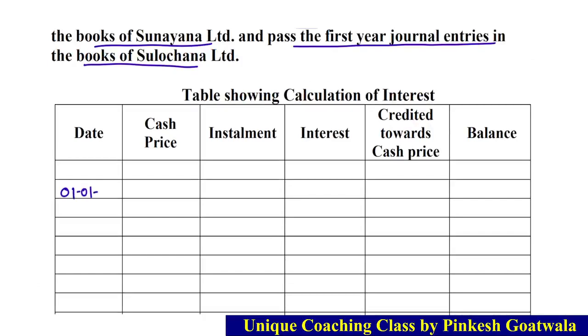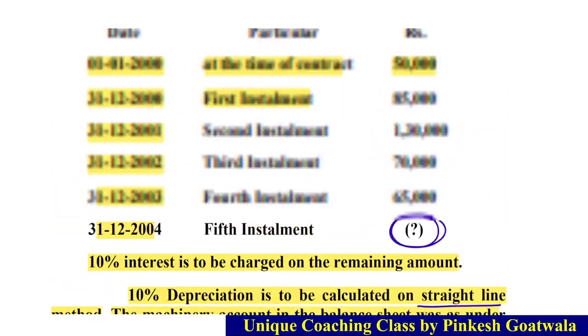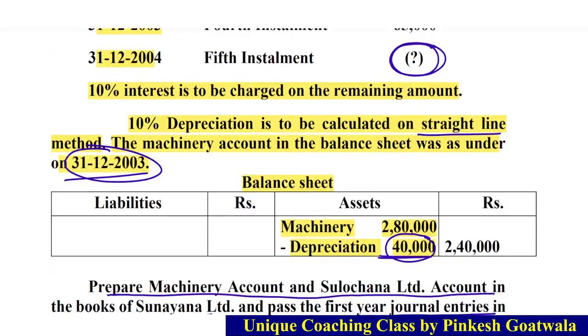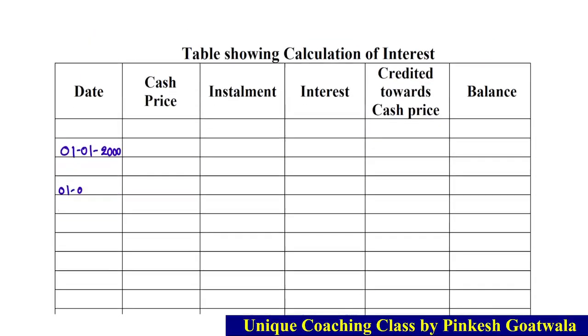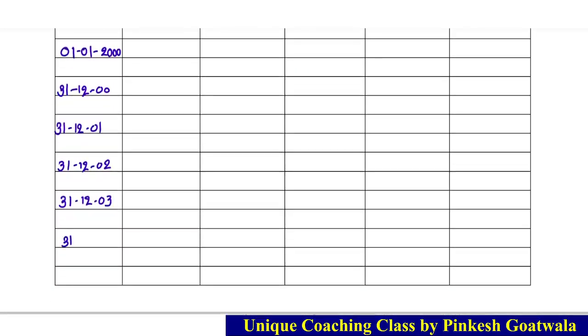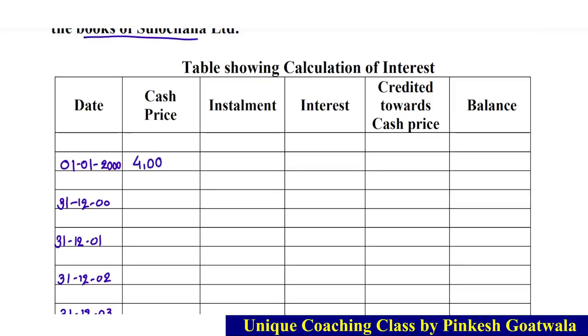1st January 2000, then the next installments are given from 31st December 2001 to 2004: 31st December 2001, 2, 3 and 4. Cash price we get is 4 lakh.